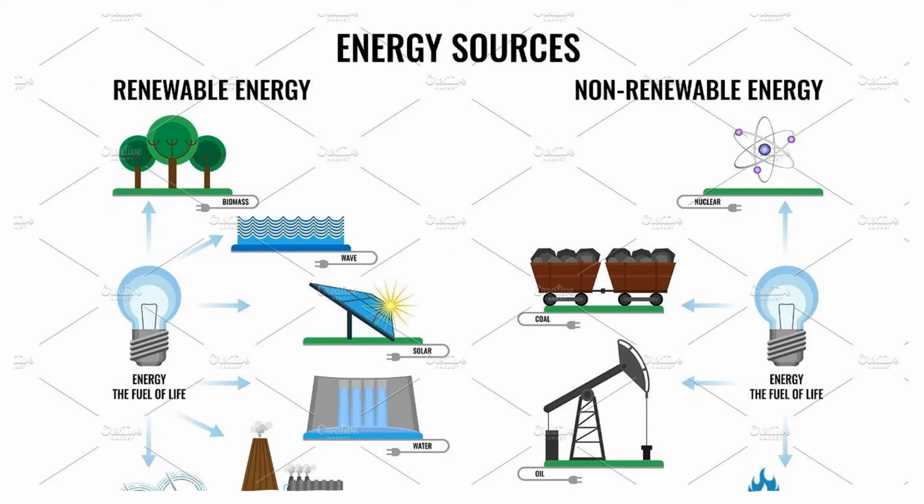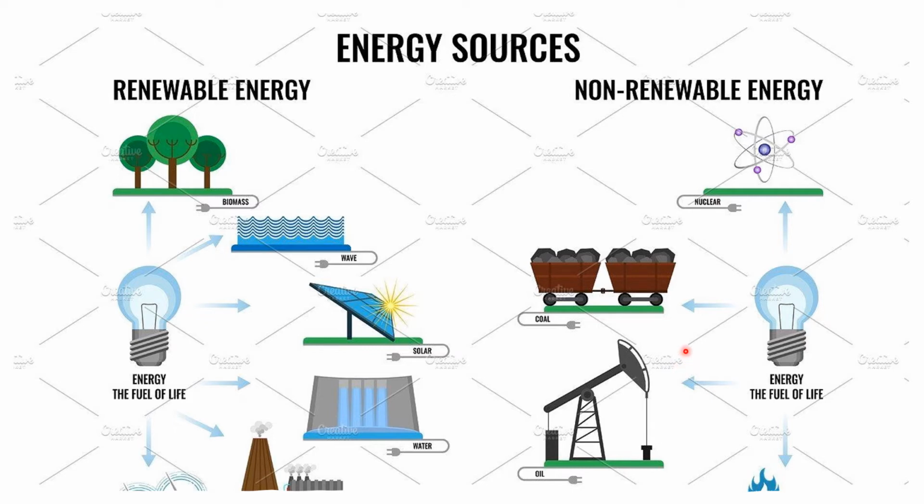Now let's discuss energy sources. Energy sources can be categorized as renewable or non-renewable. Renewable energy are sources that can be easily replenished. They are the biomass, hydropower, geothermal, wind, or solar. Non-renewable energy sources are the sources that cannot be easily replenished. So examples for these are the coal, the natural gas, the oil, and the nuclear energy.